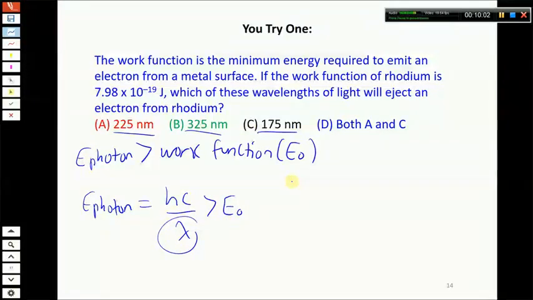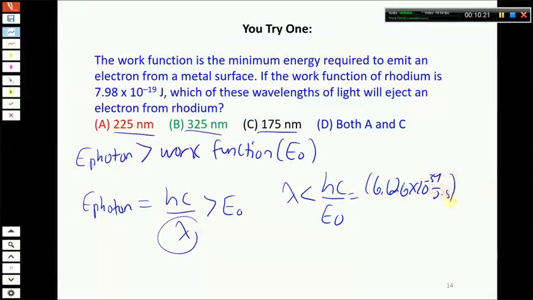If we move it to the other side, that means lambda has to be less than hc over E0. So we just rearrange this equation, and now lambda is less than that. It has to be less than this ratio. And we just plug in the numbers. So 6.626 times 10 to the minus 34, 3 times 10 to the 8th meters per second. And then E0 is that threshold energy, which is 7.98.